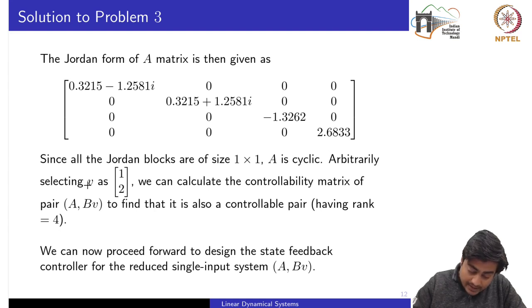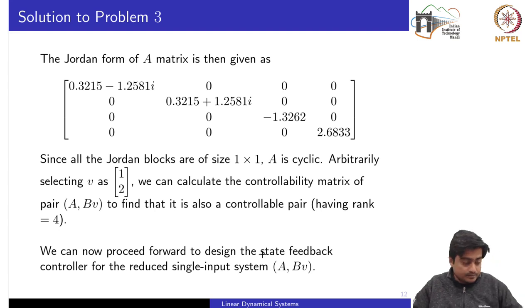So we can select any vector v, as we had done in problem 2. First of all, we select the vector v as 1 and 2. We can calculate the controllability matrix of the pair A comma B times v, and one of the results we had seen earlier says that this pair would also be controllable. So this pair is a controllable pair. Now we can proceed forward to design the state feedback controller for the reduced single input system A comma B times v.